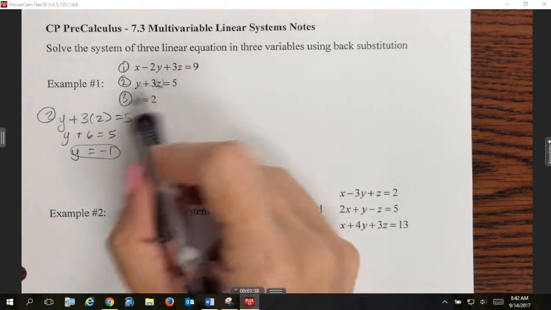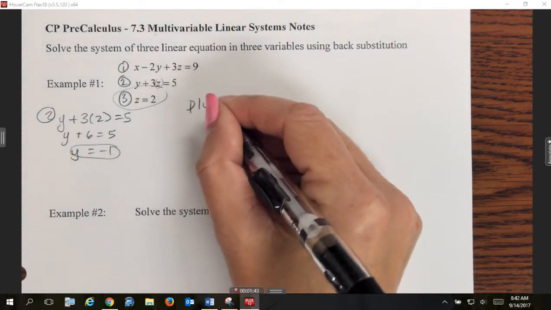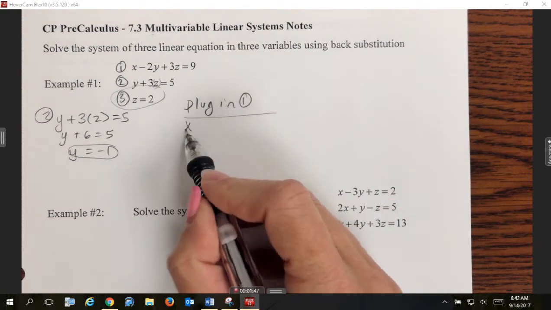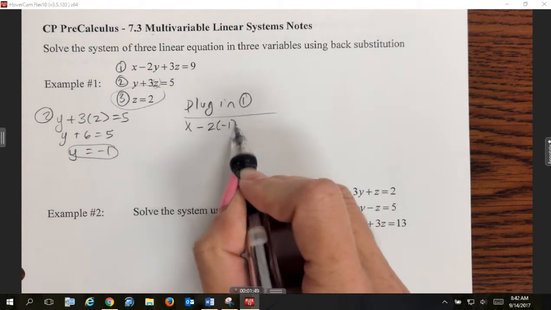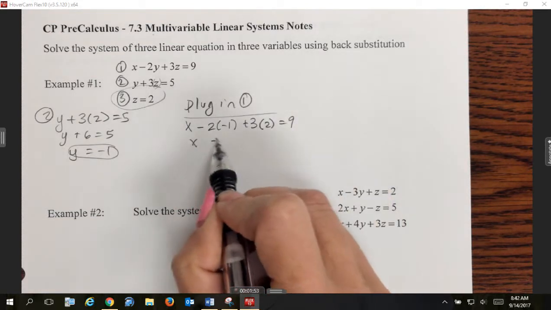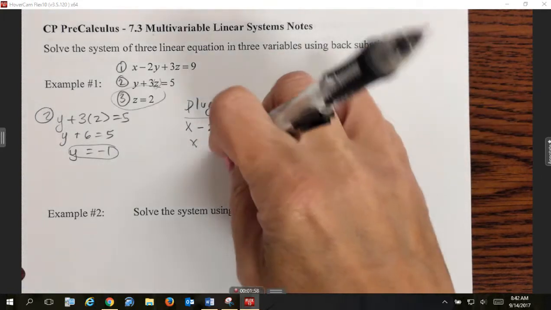All right, so now we know z is 2, y is -1. We can plug it into equation 1 and find x. Oops.